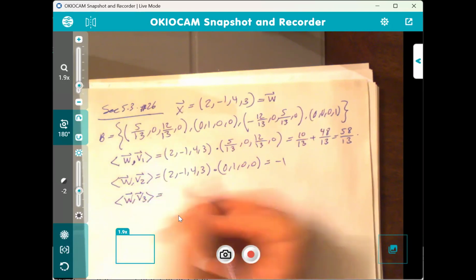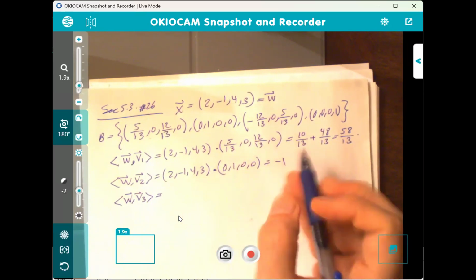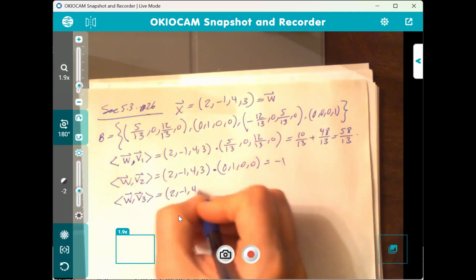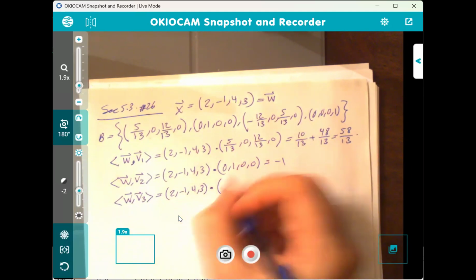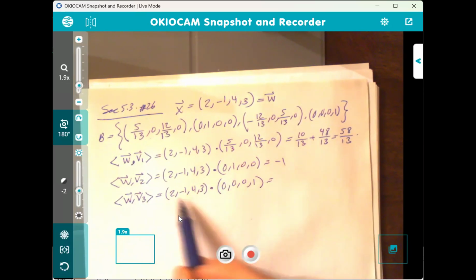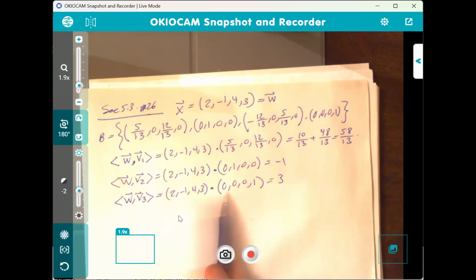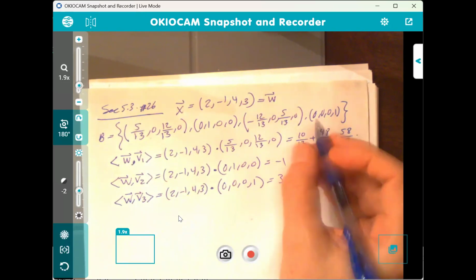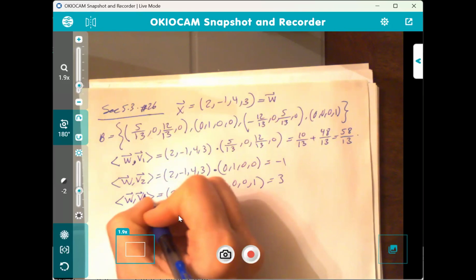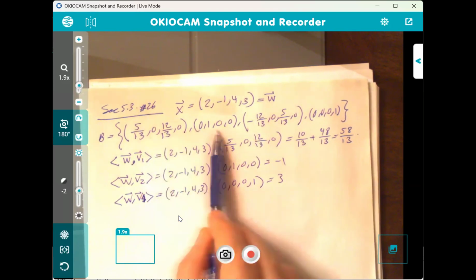W·V3, the inner product of W with the next vector, that's going to be the dot product of 2, negative 1, 4, 3, dotted with 0, 0, 0, 1. That's going to be just 3, isn't it? Because these are all 0. 3 times 1 is 3. The others are 0. So we got that one. Oh, sorry, I did V4 because that was the easier one. Remember, the vectors in the basis are your V's, V1, V2, V3, V4.